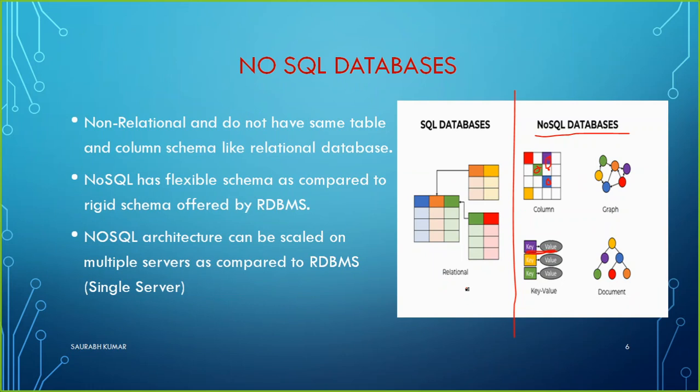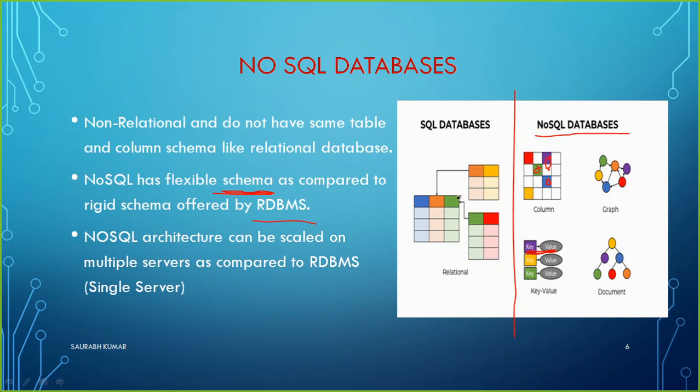Now the next point is the NoSQL database. If you have a NoSQL database, what is that? It is a non-relational type of database and does not have the same table and column schema as a relational database. It does not have those kinds of columns and rows, and it is not mandatory to fill in any information. So NoSQL has a flexible schema. Its architecture is completely flexible as compared to the rigid schema offered by RDBMS.